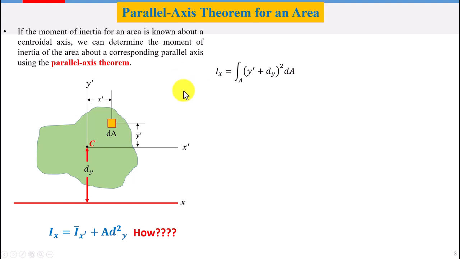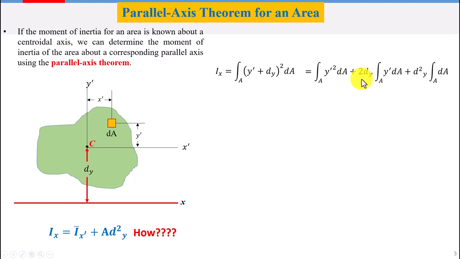Okay? We have a differential area, but the location from this location to this new location x, which is parallel to this axis. So that distance is y prime plus dy, so we square it, times the differential area. Okay, so here in mathematics, simply, for example, if you remember (x plus y) square is x square plus 2xy plus y square. Okay, therefore, let us expand this.